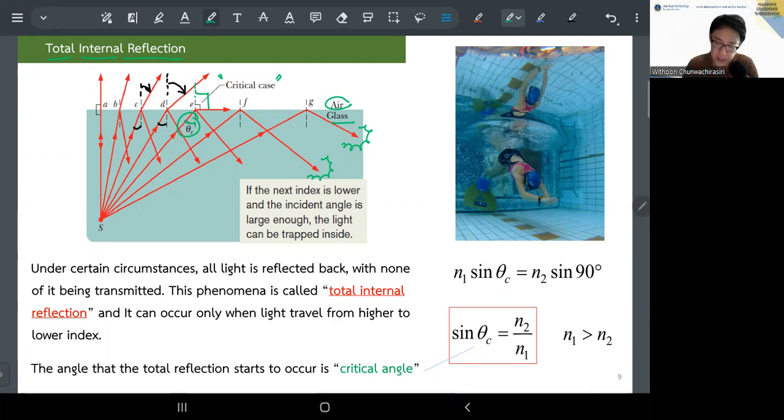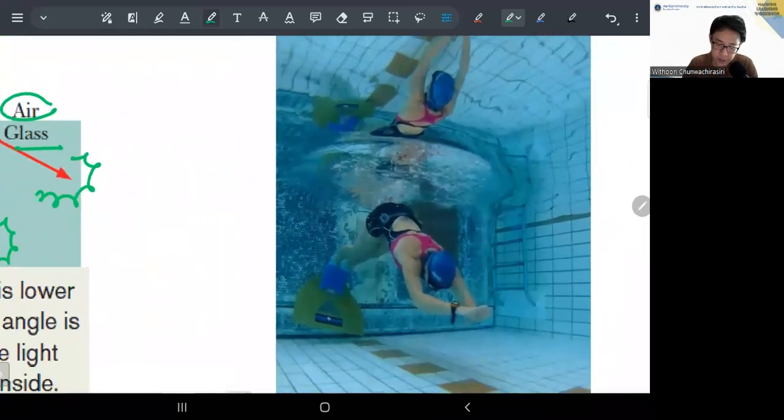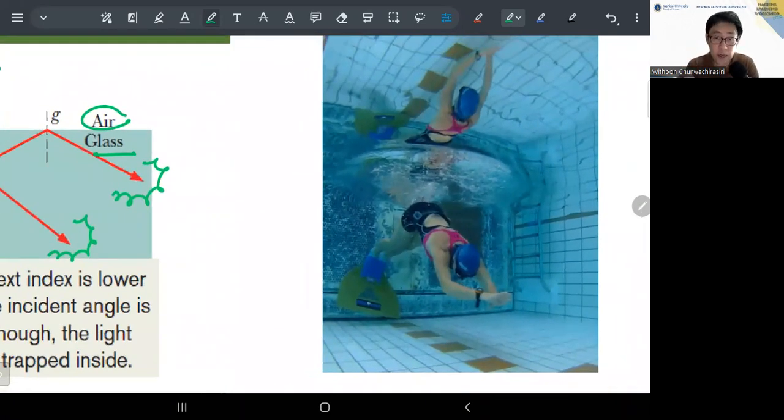And this is the scenario that you can observe if you dive underwater and try to look up into the sky. Sometimes you won't see whatever is on top of the surface of the pool, but instead the surface of that water acts like a mirror, just like this. See? That is total internal reflection in effect right here. Okay. That's wrong. Sorry. Cool. All right. And that's it.